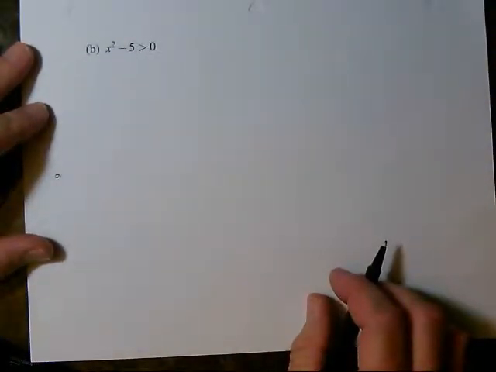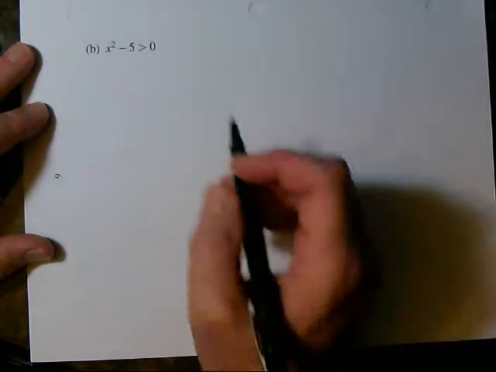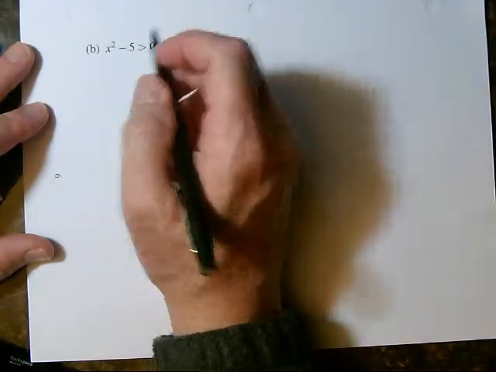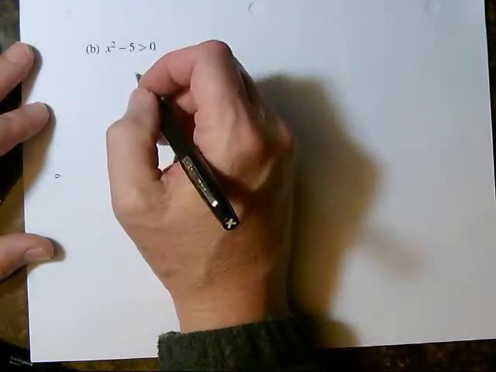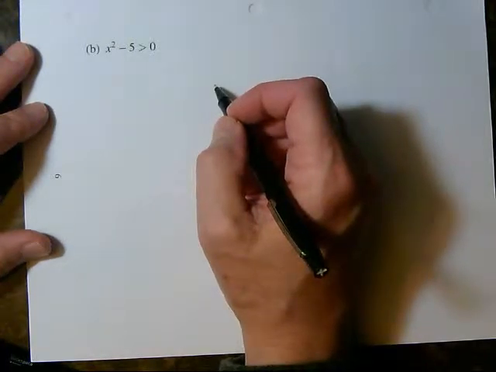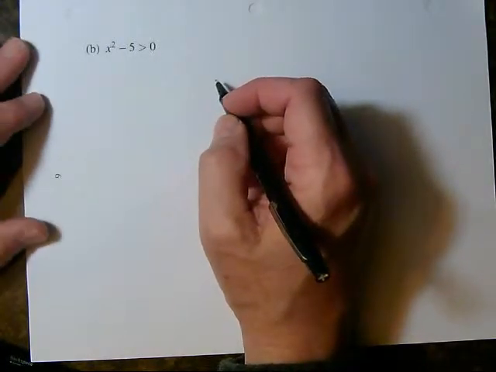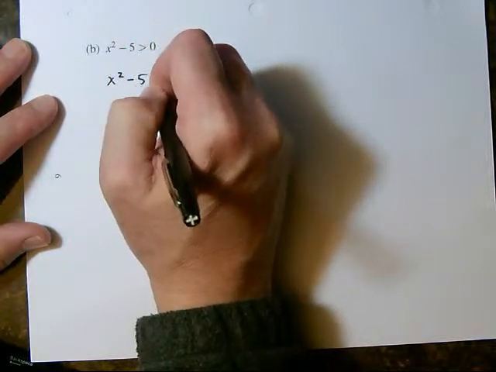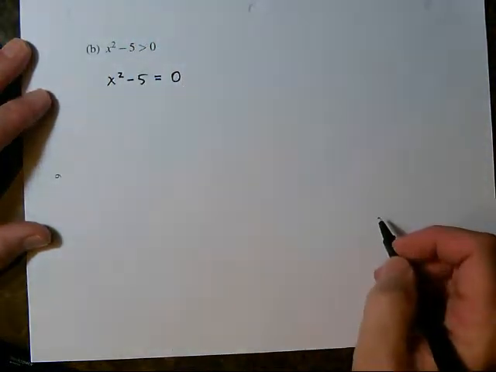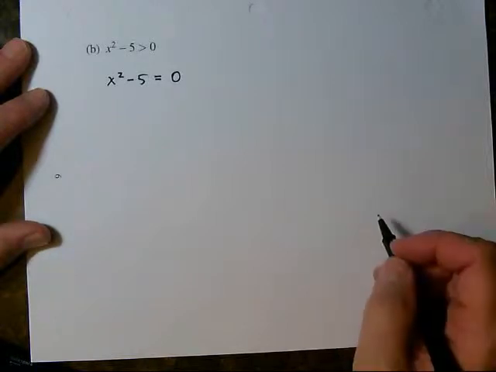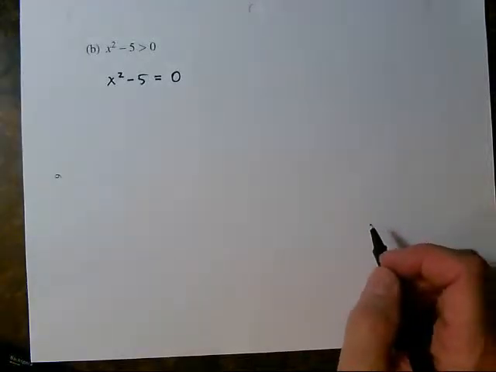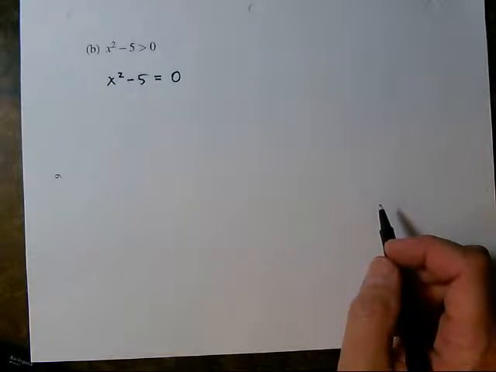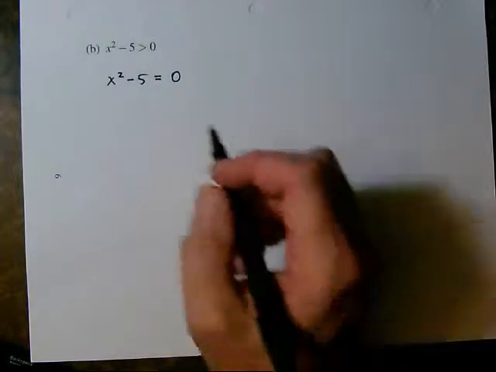This is problem 2b from section 2.5. We have an inequality here. Remember, the only safe way to solve a quadratic inequality is to first consider the equation x squared minus 5 equals 0. I wrote that correctly this time. Solve that equation and see what the x-intercepts are, then go from there.